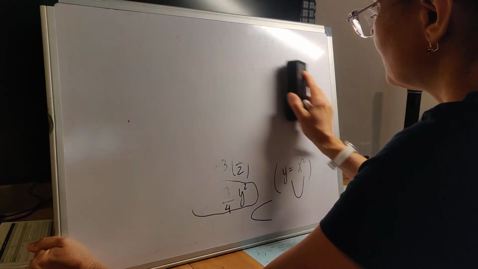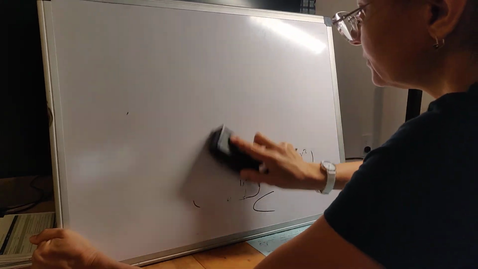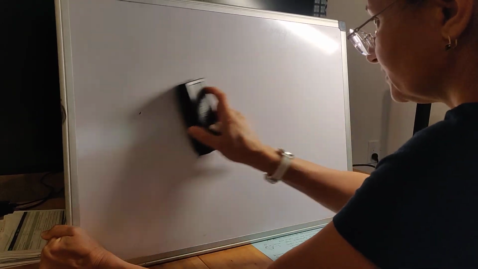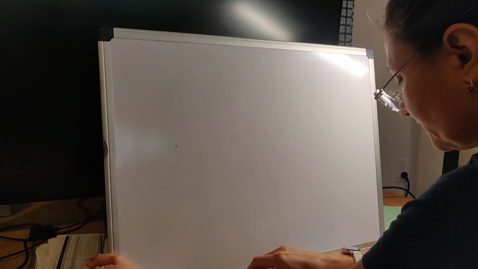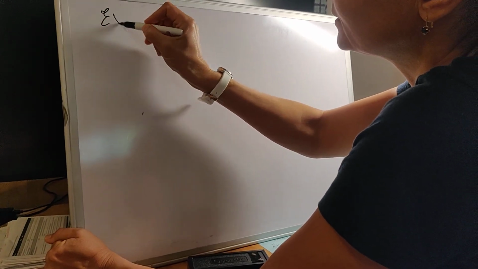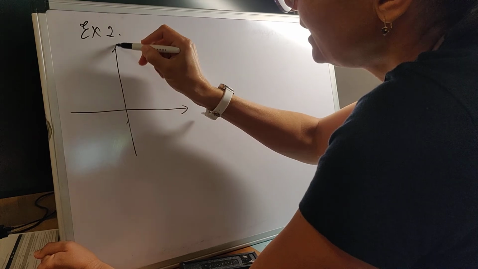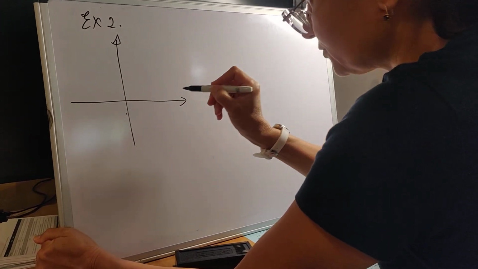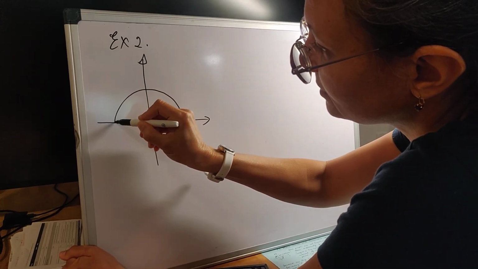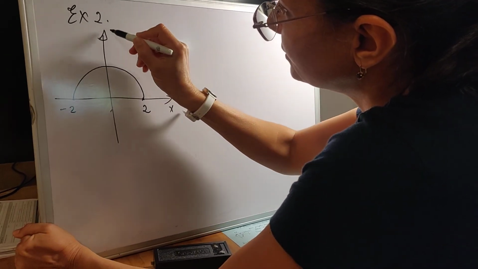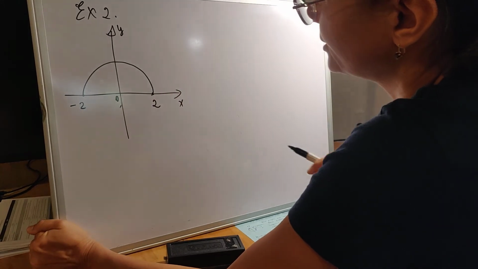So in the next example, somebody will give me a graph and they'll ask me to find parametric equations for this graph. Graph is going to be very obvious. Example number 2. Somebody gives me a graph of half circle, something like this. -2, +2, x here, y here, origin over here.